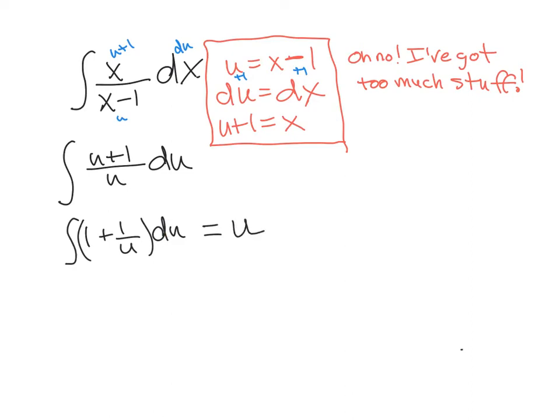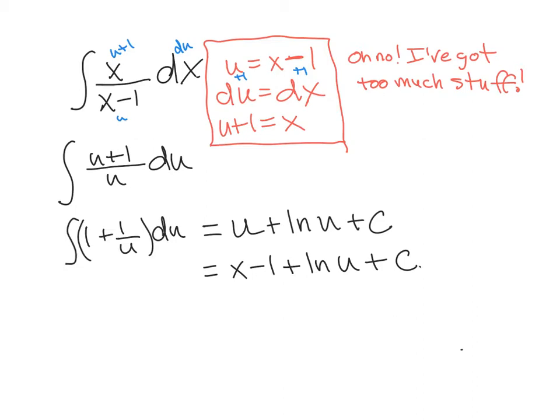And the next term, I've got 1 over u times du. Well, what is that the derivative of? If my u is in the denominator and I'm multiplying by the derivative of that, this is a logarithm. So the second term is plus the ln of u plus c. And now I have to go back and replace the u's with what they equaled in terms of x's. Now u was equal to x minus 1, so I have x minus 1 plus ln of u plus c.